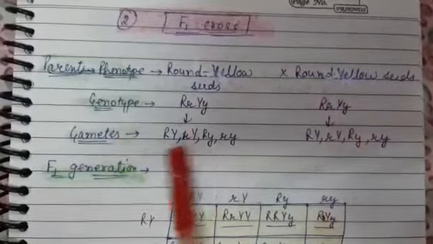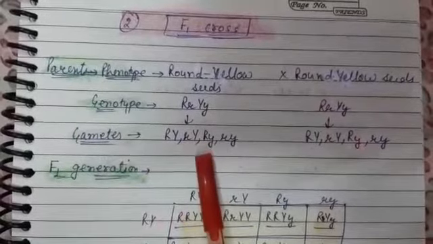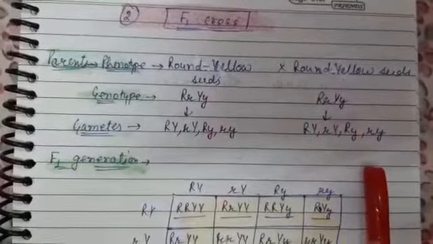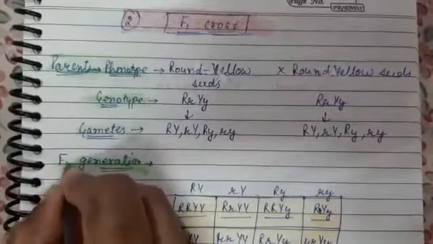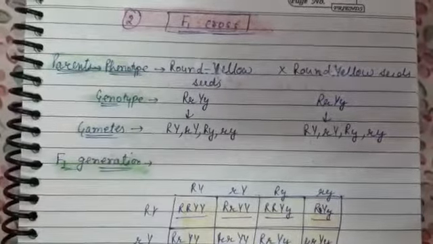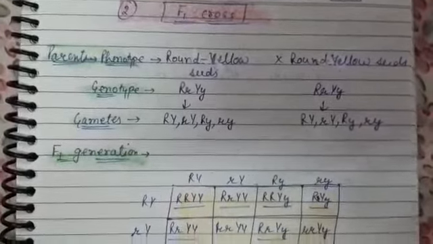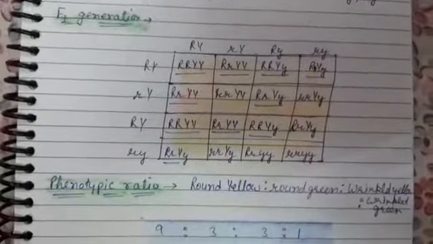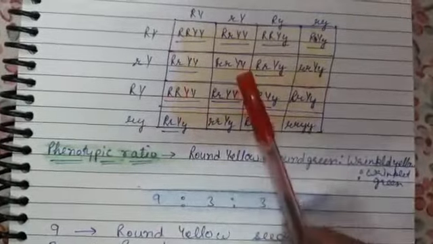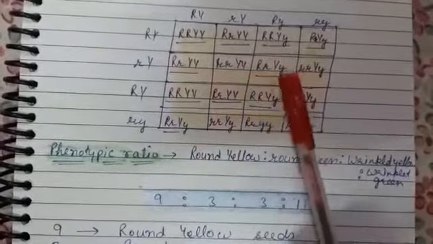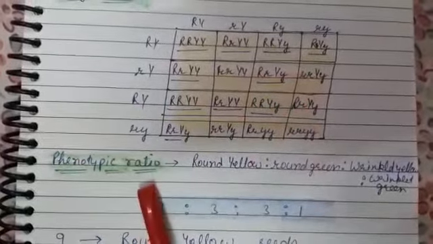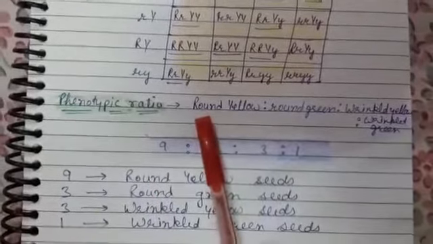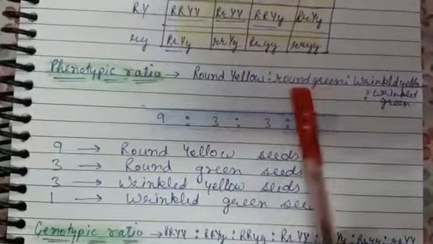Then they produce gametes of four types: capital R capital Y, capital R small y, small r capital Y, and small r small y. So there are four types of gametes produced by the first plant and the same four types of gametes produced by another plant. And when it was observed in the F2 generation, 16 types of genotype combinations were obtained, and in this dihybrid cross the phenotypic ratio was 9:3:3:1.